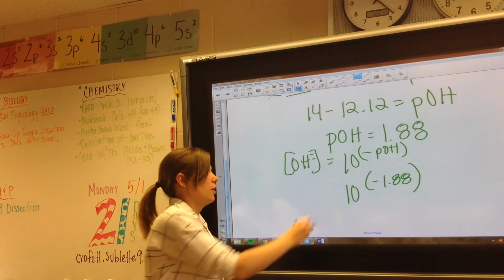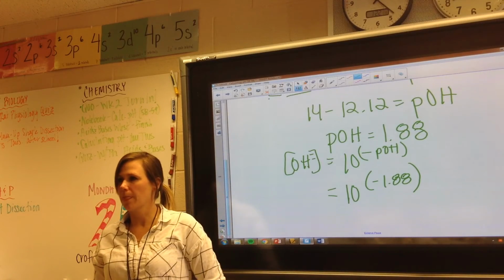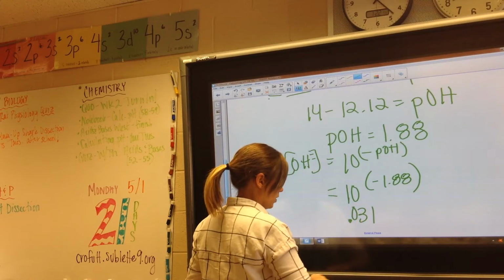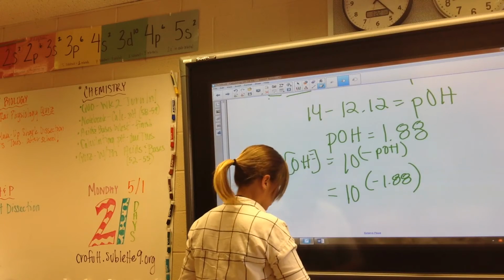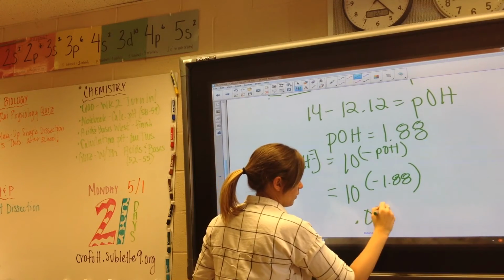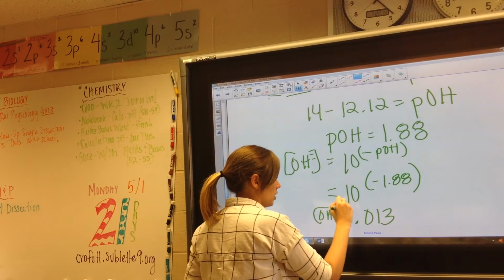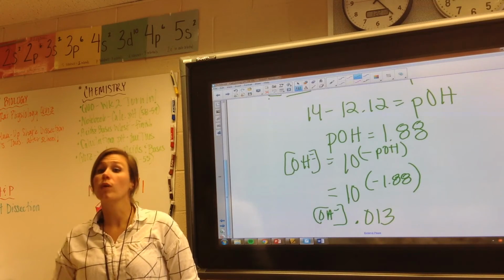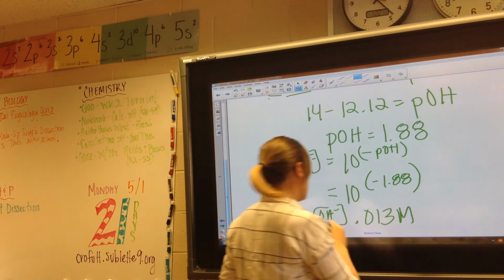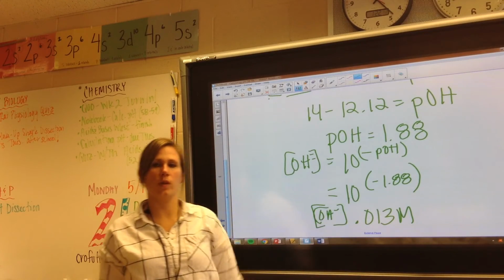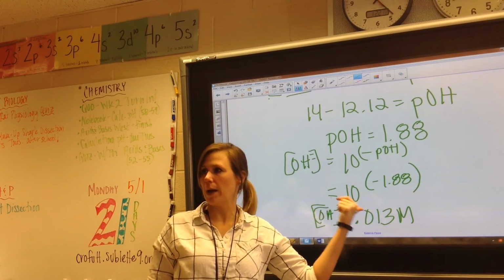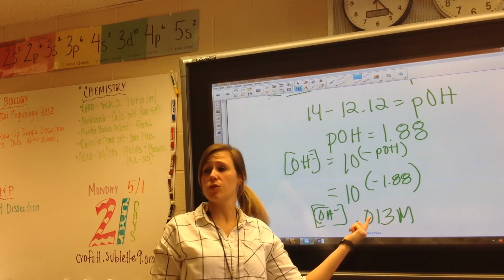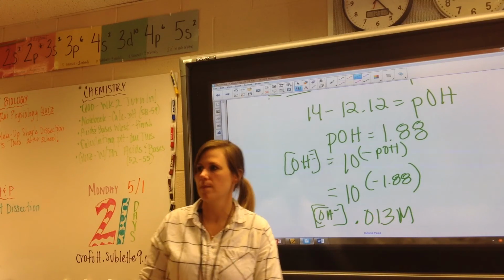So you guys solve for that, and what do you come up with? 0.013. So you guys get 0.013. That's your hydroxide ion concentration. What's our unit label going to be? Molarity. Good, right? It's a concentration, so it's molarity. Since it only has one zero, I'm okay if you leave it like that. Just include two actual numbers, please. So 0.013. If it's more than like 0.0013, then do scientific notation, okay?